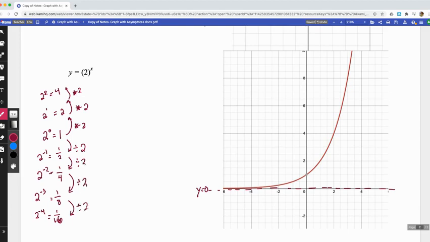All right. So again, as our x values get smaller and smaller, we are getting closer and closer to 0. Okay.